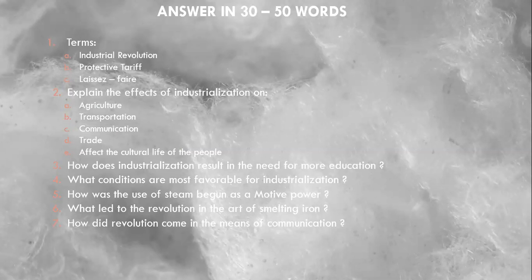In this chapter, we spoke about three important terms, that is, industrial revolution, protective tariff, and laissez-faire. Now, the term industrial revolution stands for the developments and the inventions which revolutionized the techniques and organization of production in the later half of the 18th century.